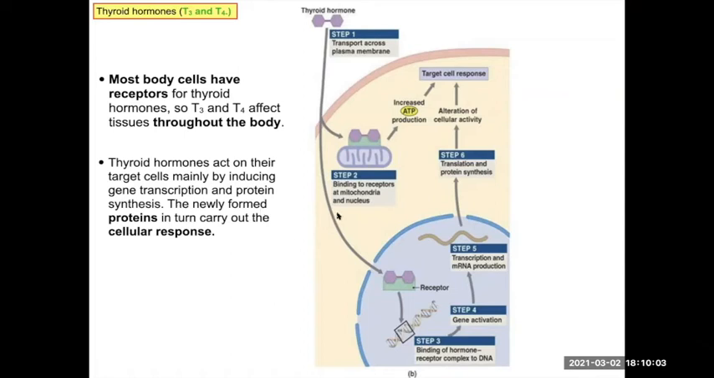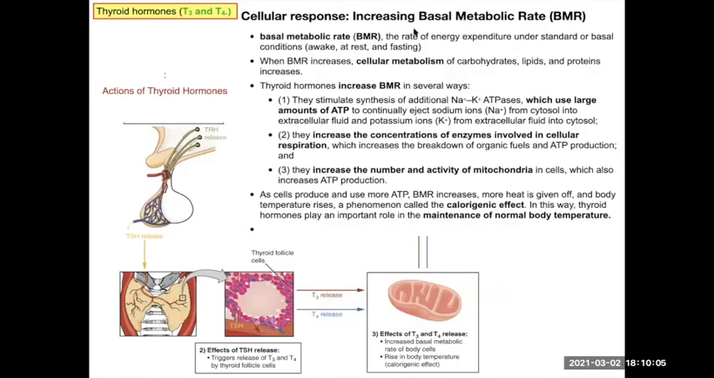It's going to end up increasing your basal metabolic rate, your BMR. BMR is how your body uses energy. And in response to thyroid hormone, you increase your basal metabolic rate. So carbs, lipids, and proteins are broken down more frequently. It also increases the use of ATP.